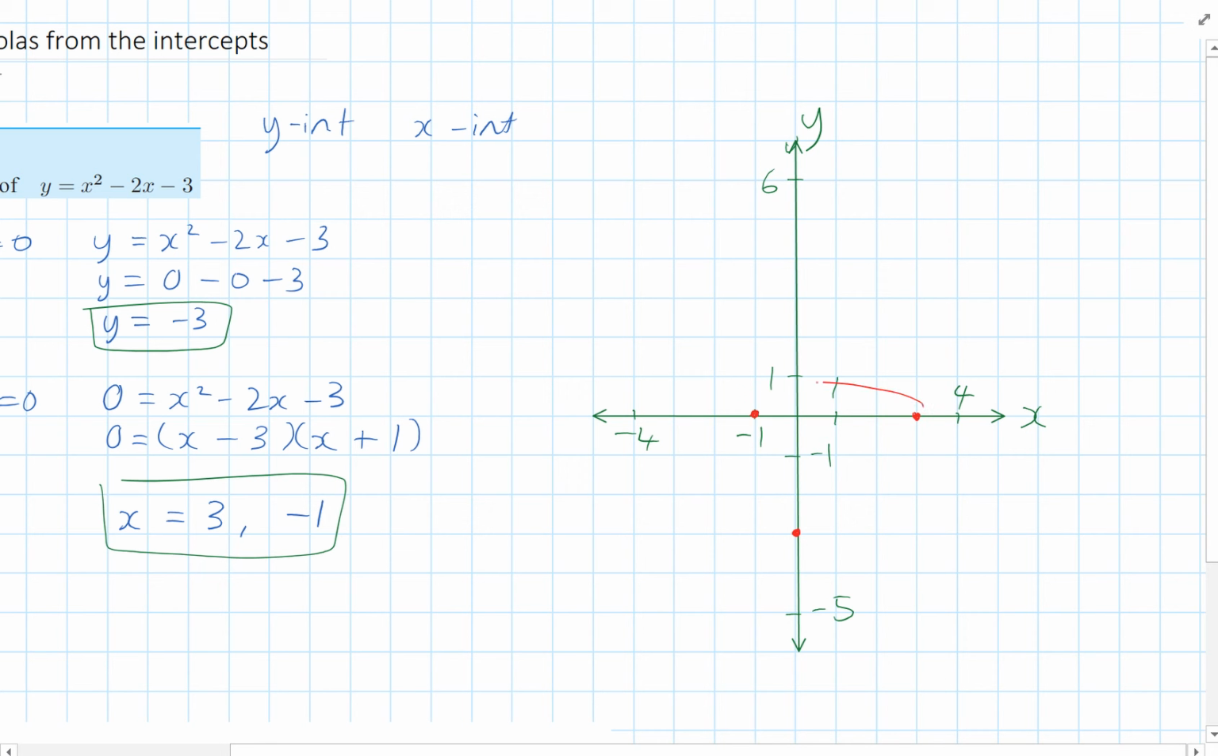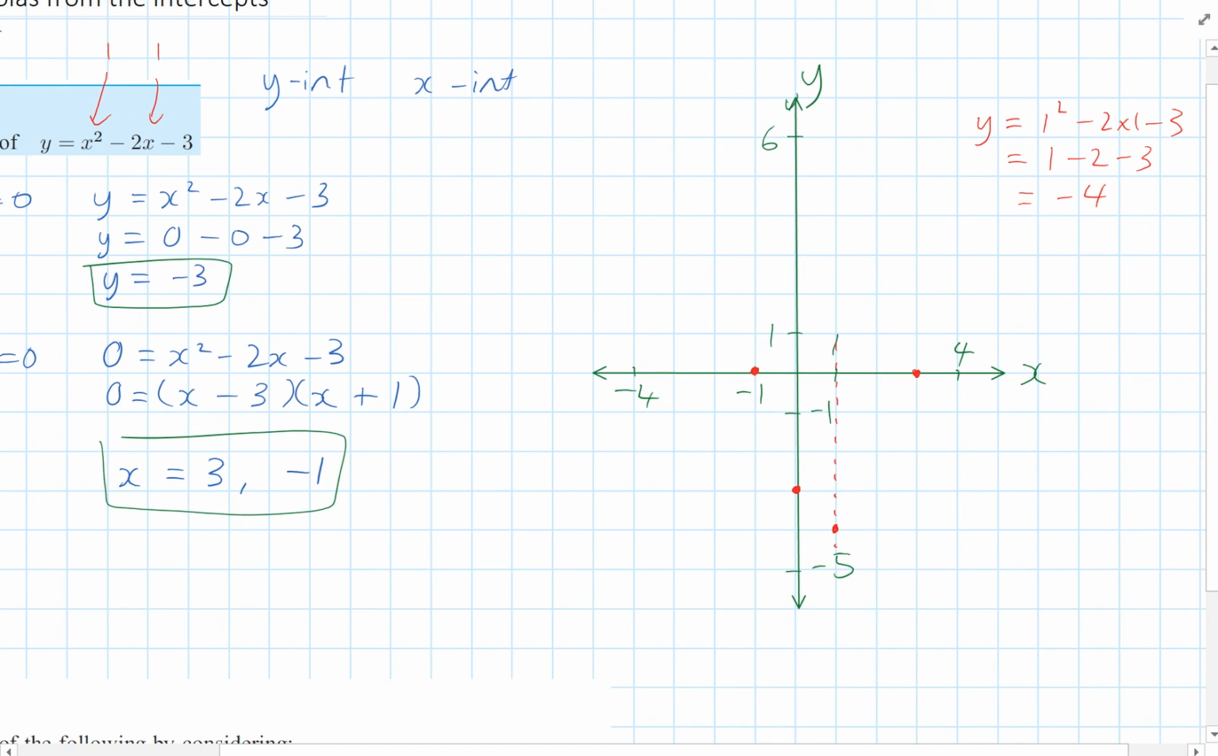Now, when we look at our x coordinates, the smallest part of this graph is going to occur halfway between them, which is at x equals 1. And so that means if we put x equals 1 into our original equation instead of x, that will give us the y coordinate. So I'm just going to write up here y equals 1 squared minus 2 times 1, minus 3. And so that's going to be 1 minus 2 minus 3, which is negative 4. So that means our graph is going to have a bottom at negative 4 there.